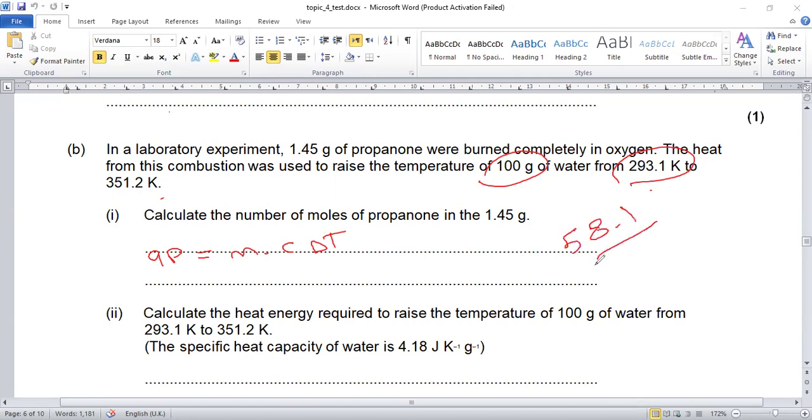Just 58.1 only. Yes. And then times by 4.18 times by 100 is 24285.8. You do not need to change from Kelvin to Celsius. No, because it's given in Kelvin, so you will use Kelvin normally. Okay.